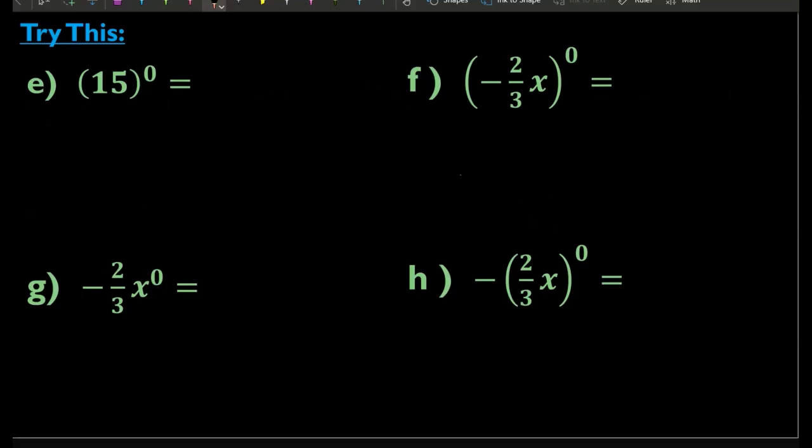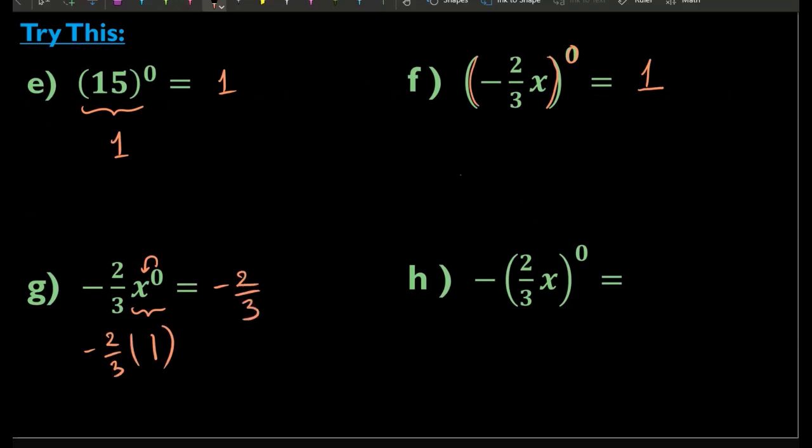Alright, here's the answer. 15 raised to 0 will turn into 1. That's equal to 1. Negative 2/3 x in parentheses raised to 0 is going to be 1. The answer for G: because there's no parentheses, the 0 just applies to x. So x is 1. Negative 2/3 is still negative 2/3. So negative 2/3 times 1 is still negative 2/3. So the final answer is negative 2/3. Because without parentheses, the 0 just applies to the number or letter in front of it.